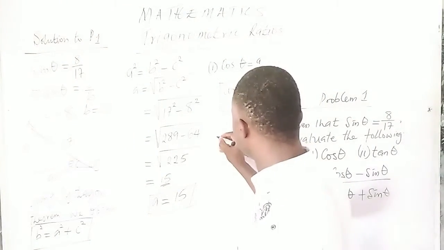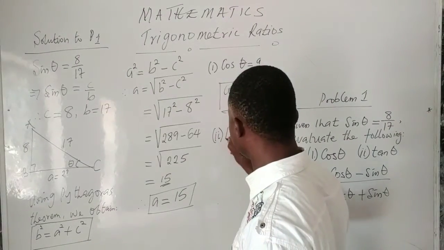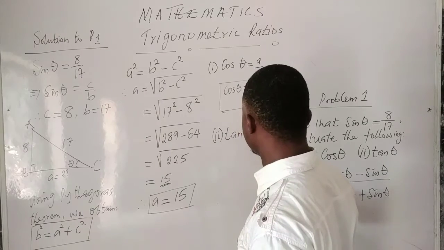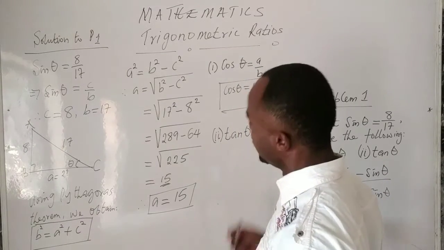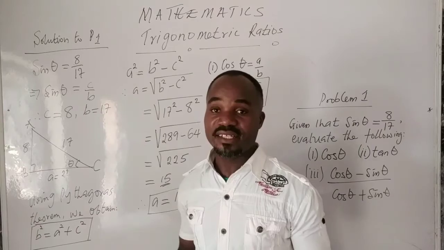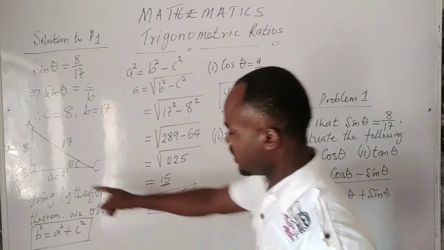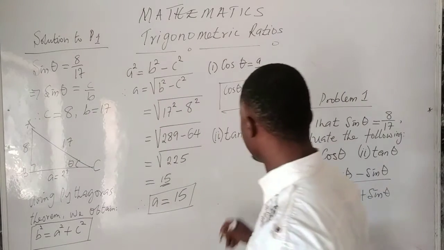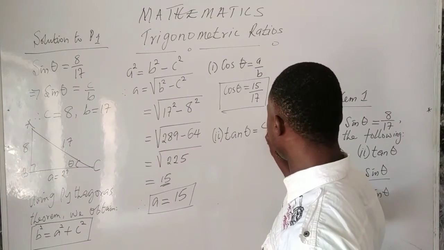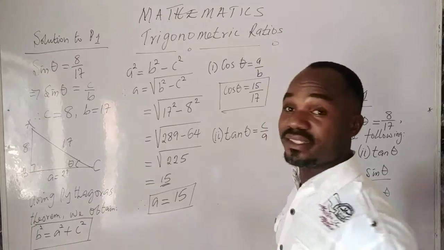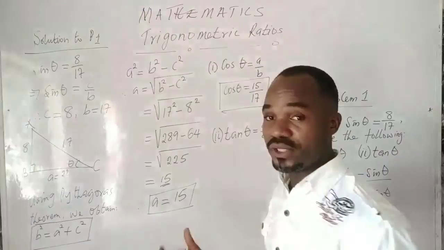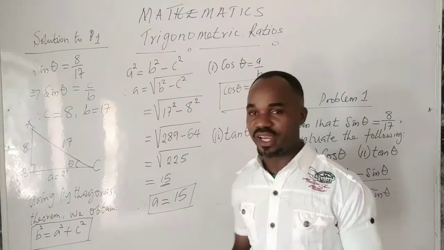The next thing is the second question. Tan theta. Tan theta is what? We check again. Tan theta is TOA, that is opposite over adjacent. So opposite over adjacent is C all over A. That is it.